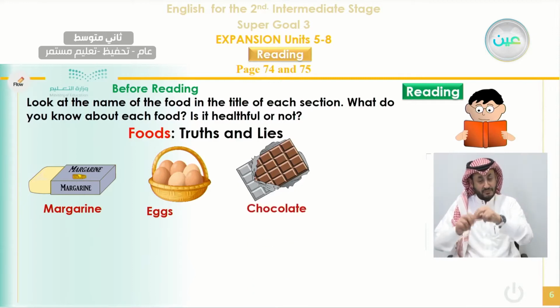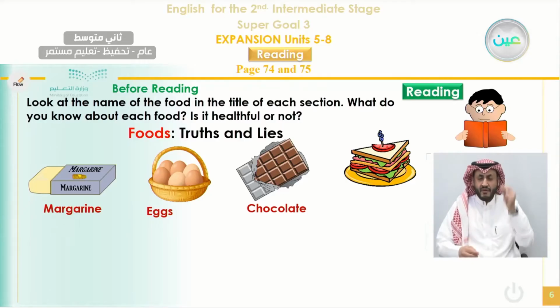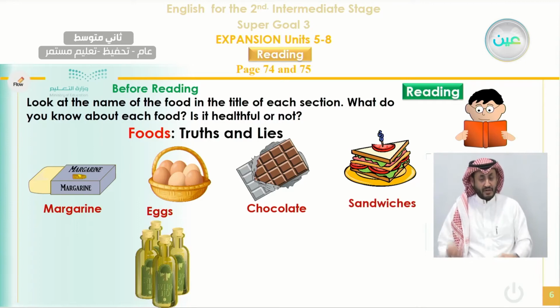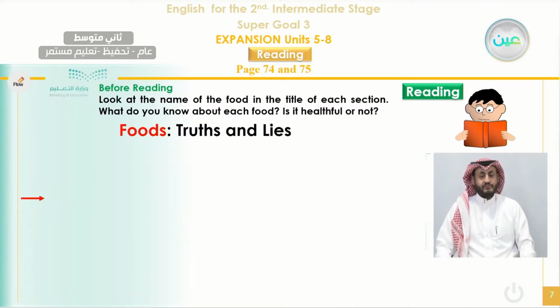And here, you can tell, what is this? That is chocolate. Is chocolate useful? And what are the beliefs that people have about chocolate? Okay? And here, this one, what is it? This is a sandwich, or we call it sandwiches in the plural. This one, what is it? Okay, very good. That is oil. We call it in plural oils. And this one, milk. Okay, this is milk.